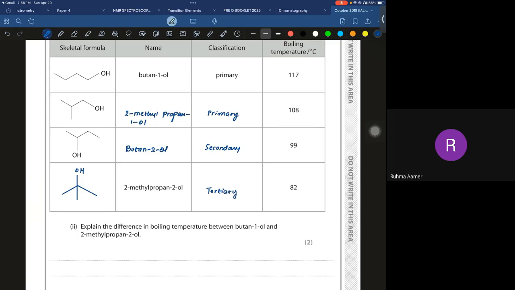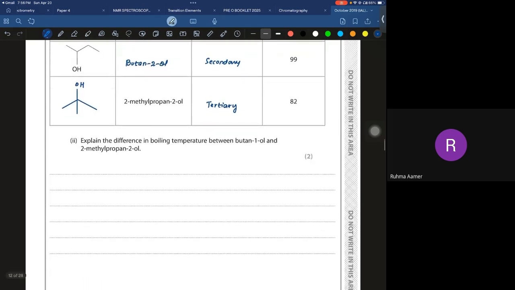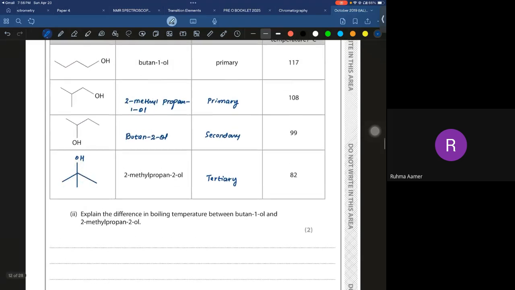Explain the difference in boiling temperatures between butan-1-ol and 2-methyl propan-2-ol. So of course, 2-methyl propan-2-ol has more branches. It has a lower surface area, and butan-1-ol has a higher surface area. Intermolecular force is directly proportional to the surface area. So butan-1-ol would have a higher boiling point than 2-methyl propan-2-ol, because the latter has a weaker intermolecular force.